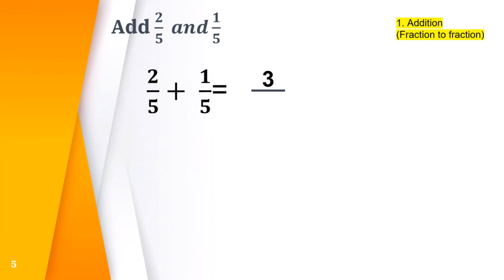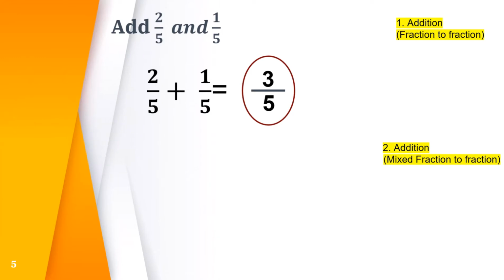And then copy the common denominator na 5. So, nakuha natin yung 3/5. Now, i-analyze natin kung ang 3/5 ba ay lowest term na. Since ang 3 at 5 ay walang common factors, at ang 3 at 5 ay prime numbers, so 3/5 is lowest term na. So, 2/5 plus 1/5 equals 3/5.